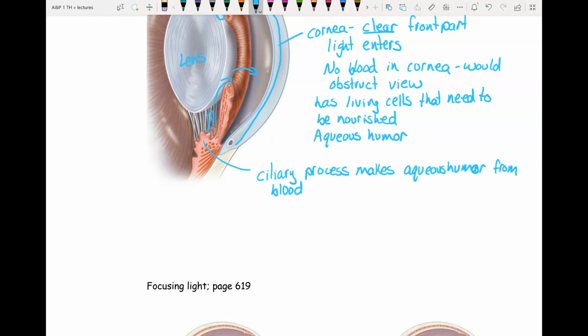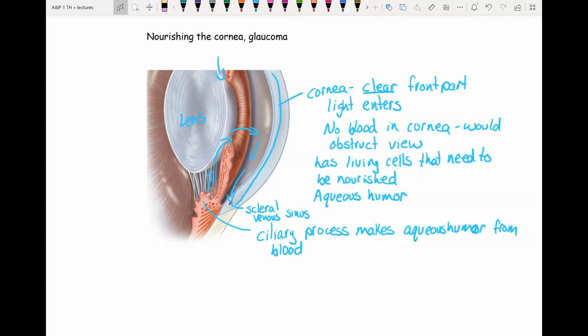So then you have to drain the old, and the old comes down and drains through that little dot right there, which is the scleral venous sinus. Think about this term, venous sinus. You've had this before also. In the brain, you had the dural venous sinus, dural because it was in the dura mater. Now you have the scleral venous sinus, scleral for the sclera of the eye. So that's how you nourish the cornea.